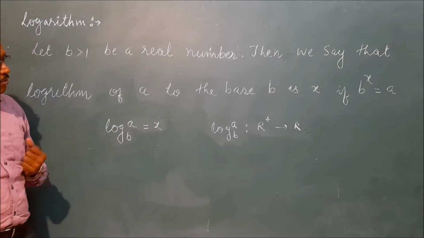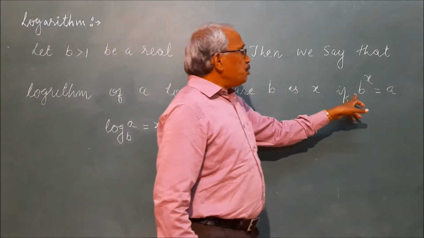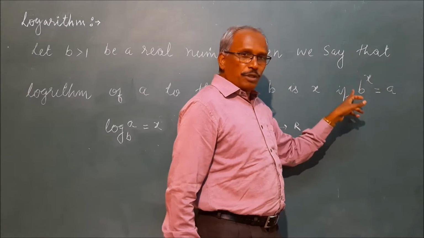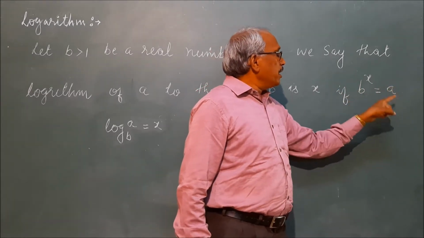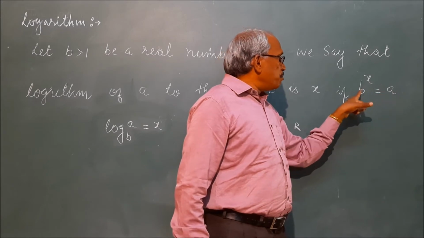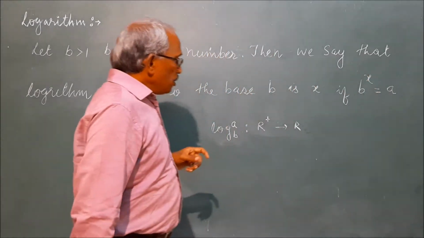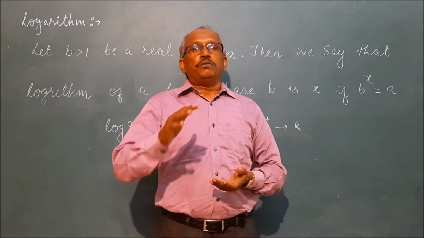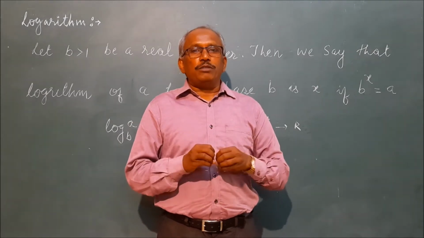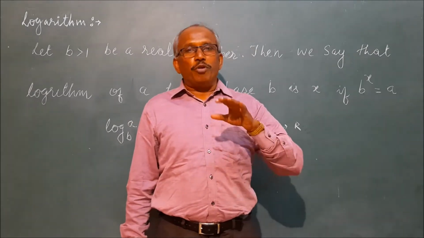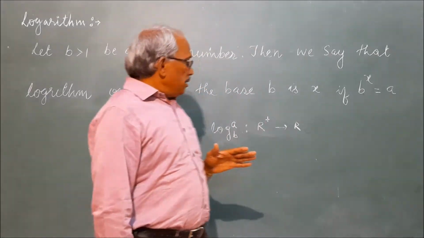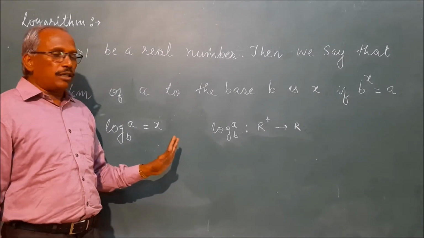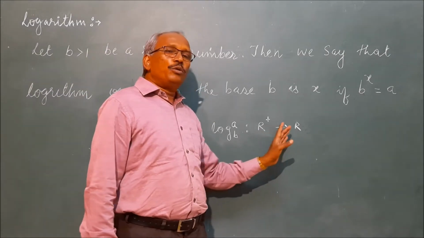So what is the meaning of this? Here, b raised to x is an exponential function. This is a positive number, and b raised to x is equal to a, then log of a to the base b is equal to x. We know that b raised to x is always a positive real number. So the domain of the logarithmic function is always the positive real numbers, and logarithm is a function from positive real numbers to real numbers.